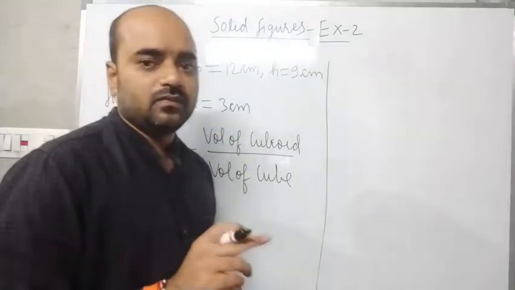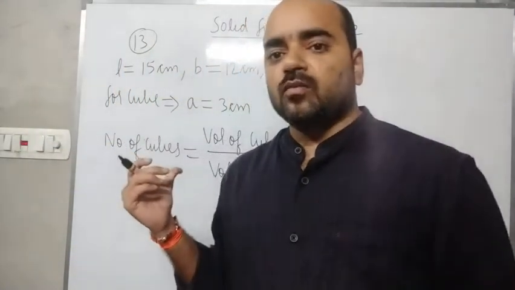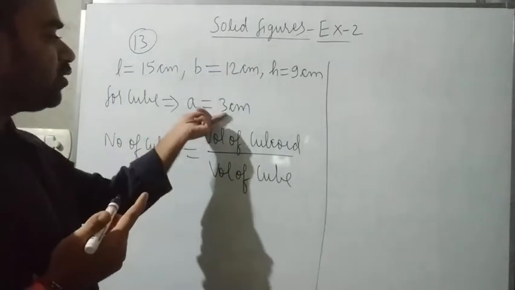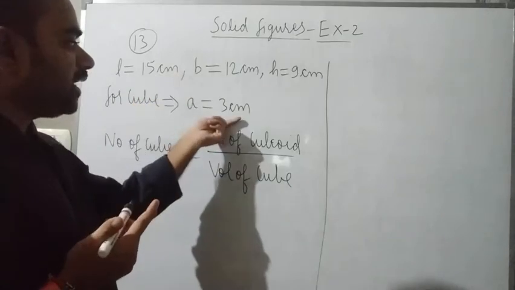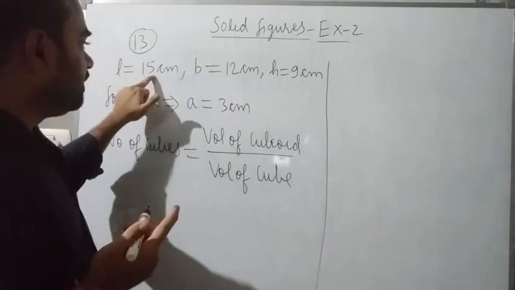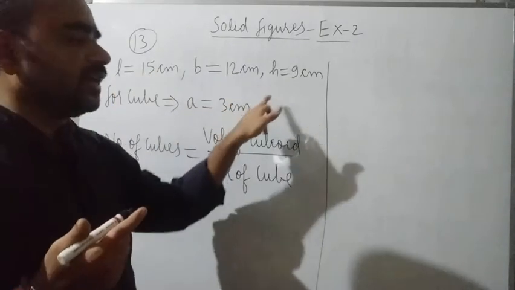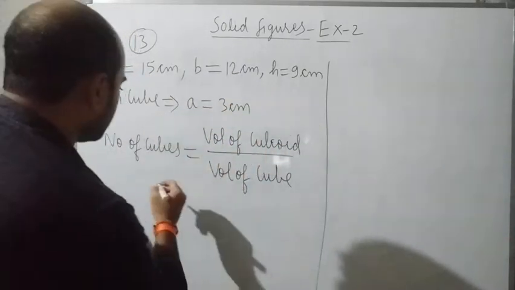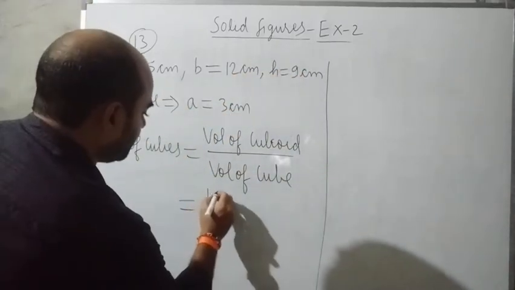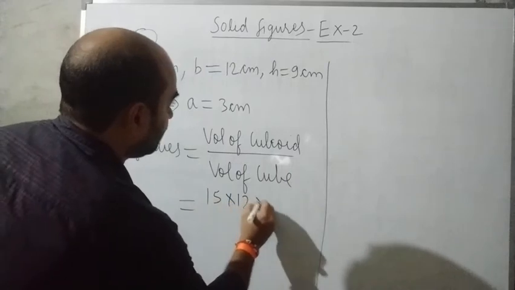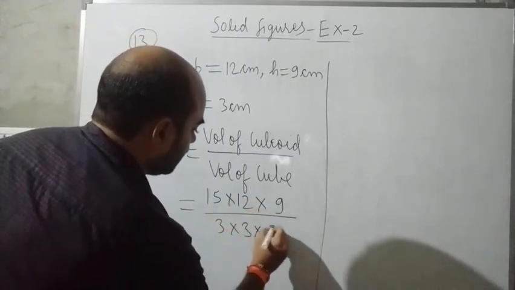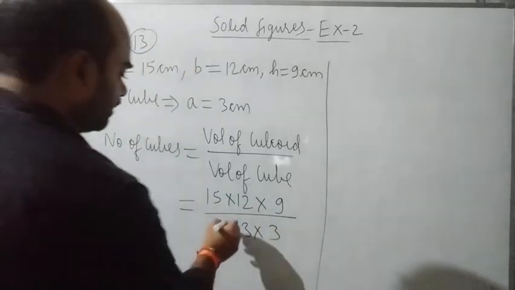Remember what I'm telling? We can apply this formula only when the edge of the cube is a factor, or the edge of the cube divides all the dimensions. See, 15 is divisible, 12 is divisible, 9 is divisible. It means, what is the number of cubes, and all the units are the same. It means 15 into 12 into 9 upon 3 into 3 into 3. Correct?